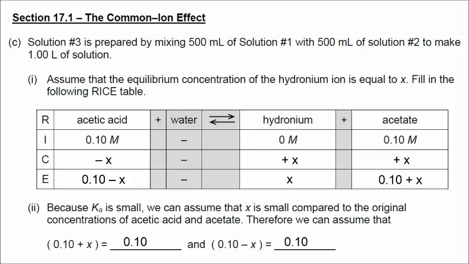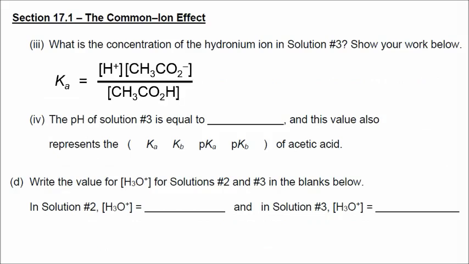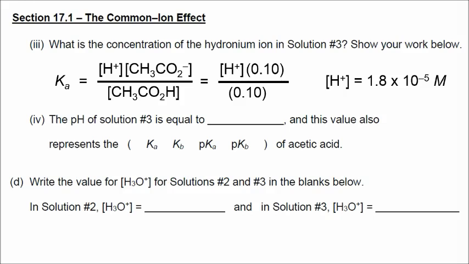Now we're going to solve for the concentration of H plus, or the hydronium ion. And that works out to be, because the 0.1 will cancel out, H plus equals the Ka, 1.8 times 10 to the negative 5. So when you take the negative log of this number, not only will you get the pH, which happens to be 4.74, this value corresponds to the pKa of acetic acid.